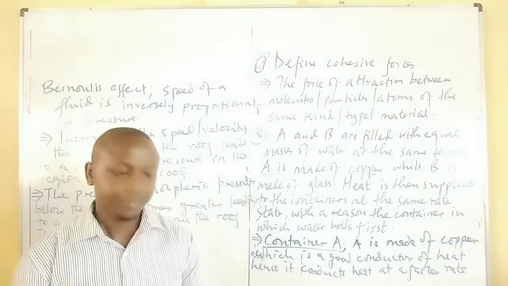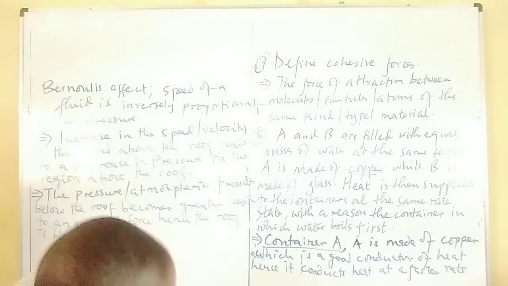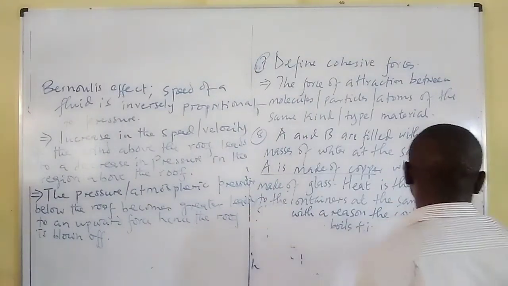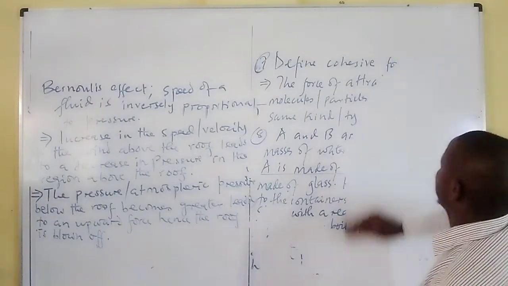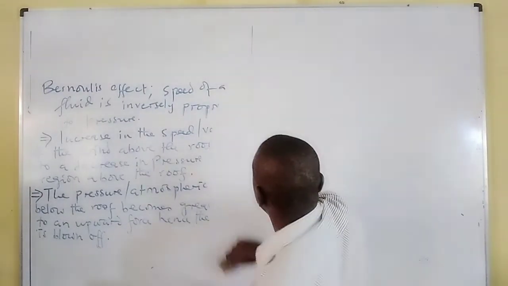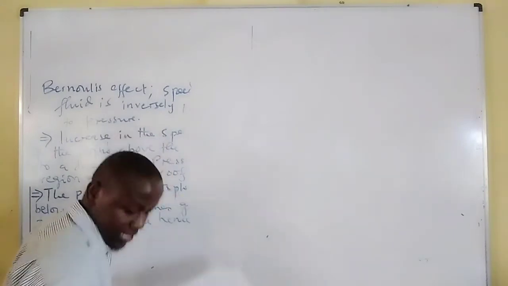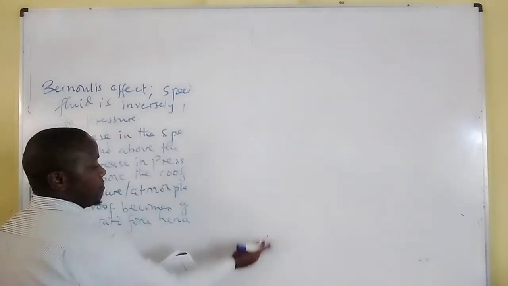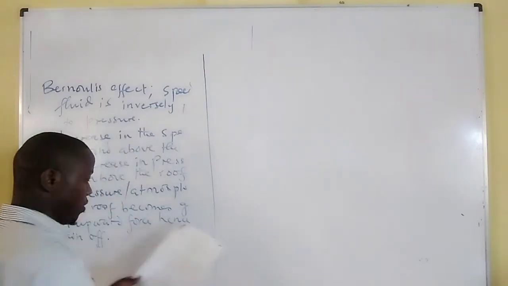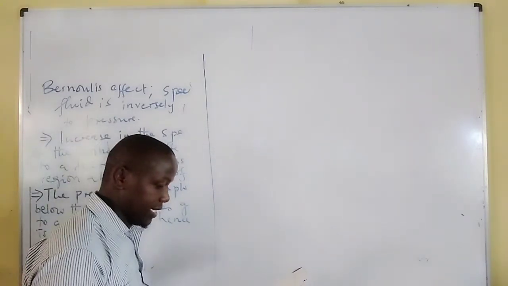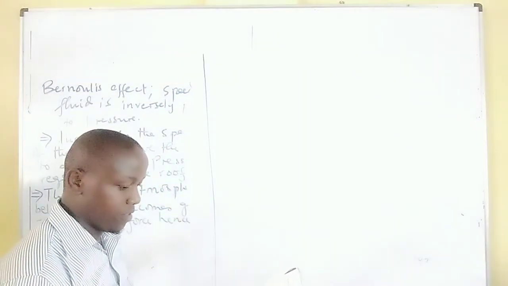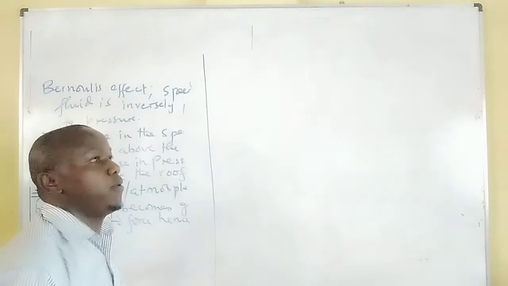Number 10. Number 10 is a question from linear motion. That is book 3, topic 1. The figure 6 shows a velocity time graph of the motion of a stone thrown vertically upwards.